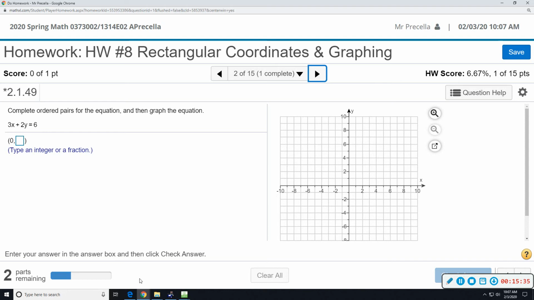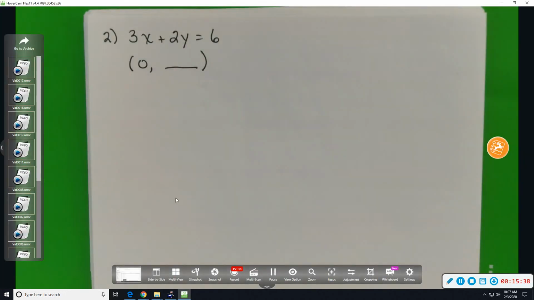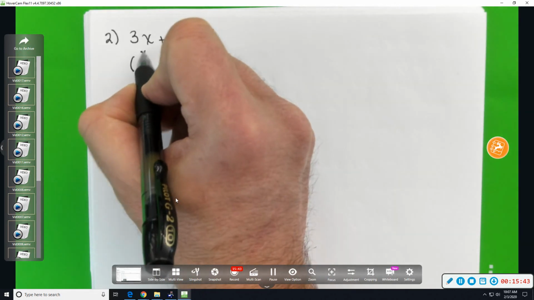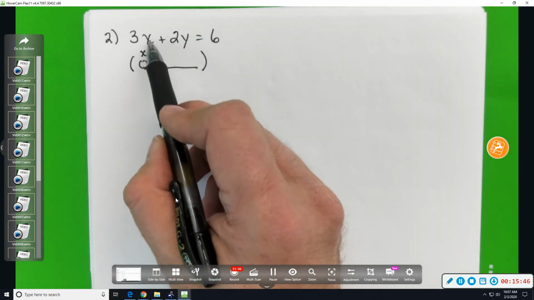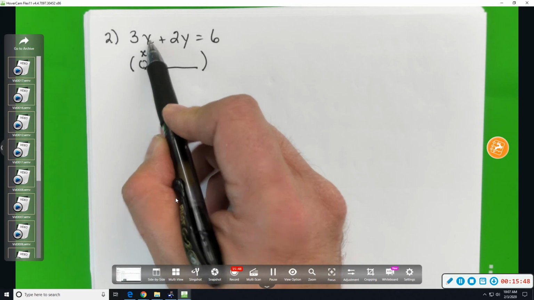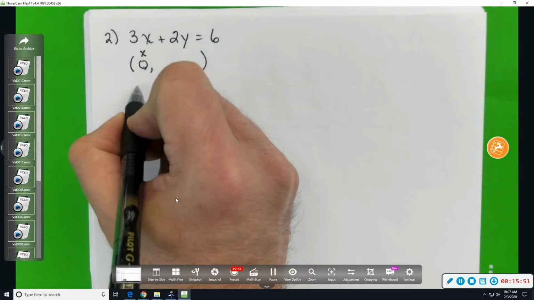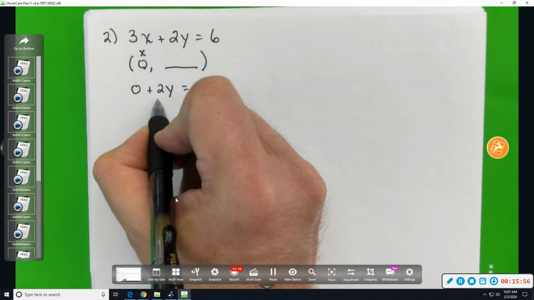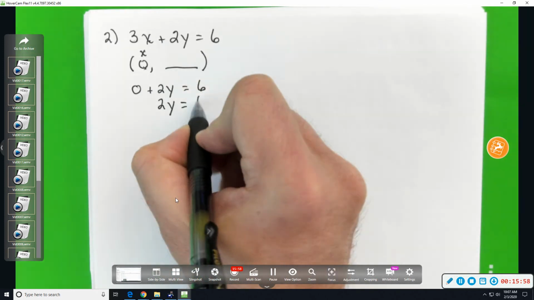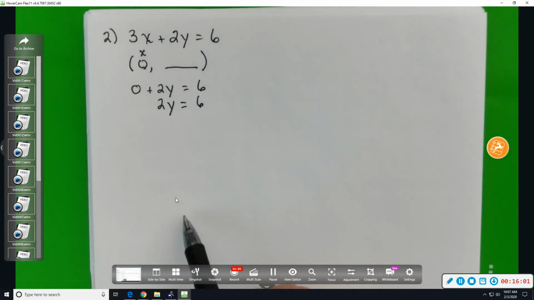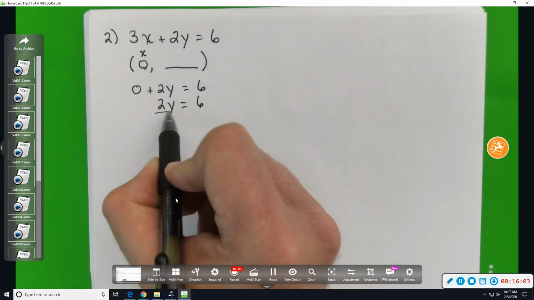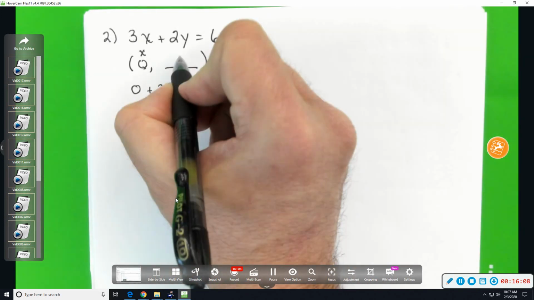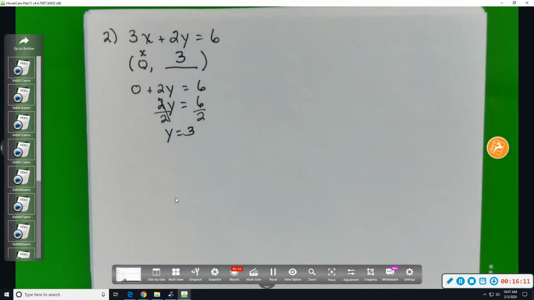On this ordered pair, what is it telling us to do? To plug a 0 in for x. If I plug a 0 in for x, what am I going to get? 3 times 0 would just be 0 plus 2y equals 6. So just 2y equals 6. When I isolate the y, what am I going to get? Y equals 3. So there's one ordered pair.